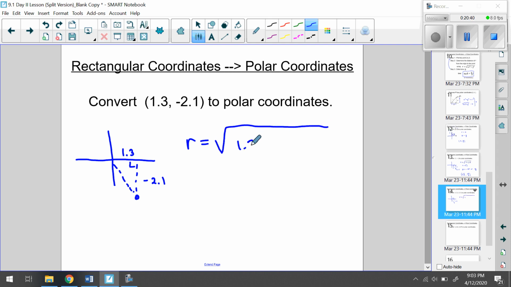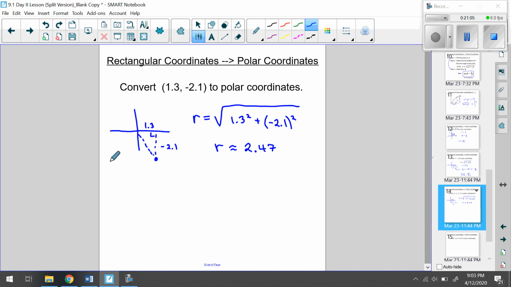I'm going to do 1.3 squared plus negative 2.1 squared. And feel free to use your calculators to help you do that. And when I did that, I got a value of about 2.47. And so that tells us how far we travel. And now we want to find the angle.